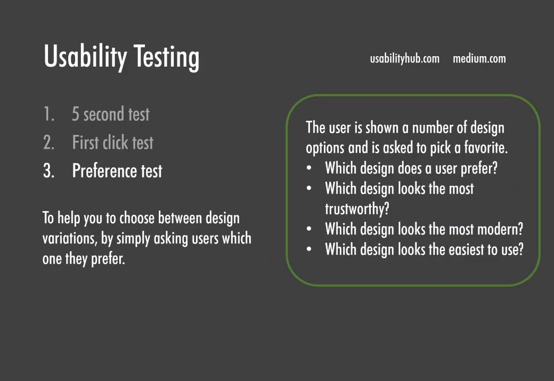Final one, preference test. This is the third usability test. It is to help you choose between design variations, if you have many variations, by simply asking users which one they prefer. The user is shown a number of design options and asked to pick a favorite. You can ask, which design does a user prefer? Which design looks the most trustworthy? Which design looks the most modern? Which design looks the easiest to use? These kinds of questions.